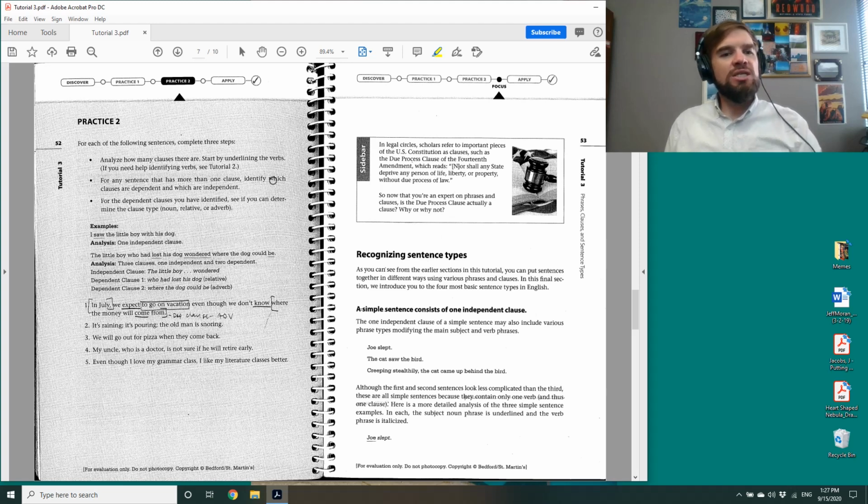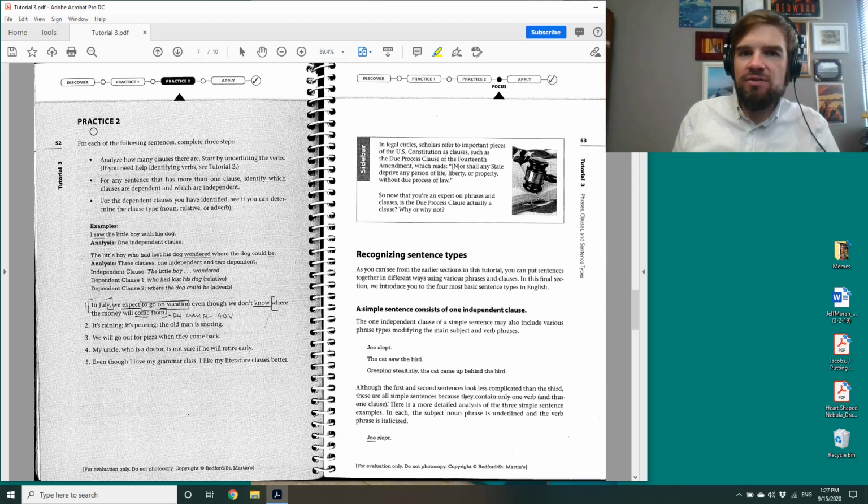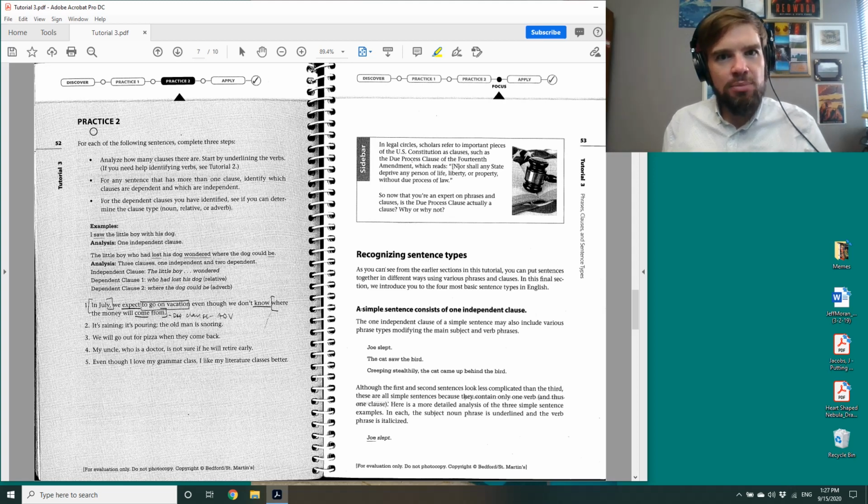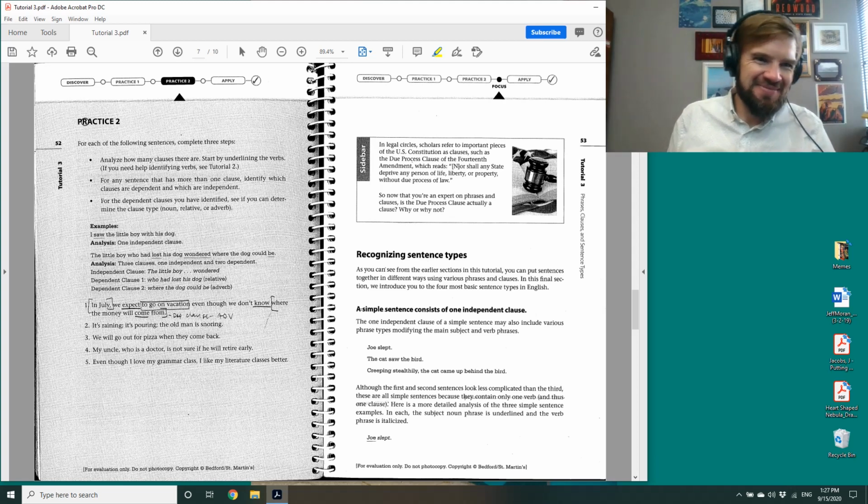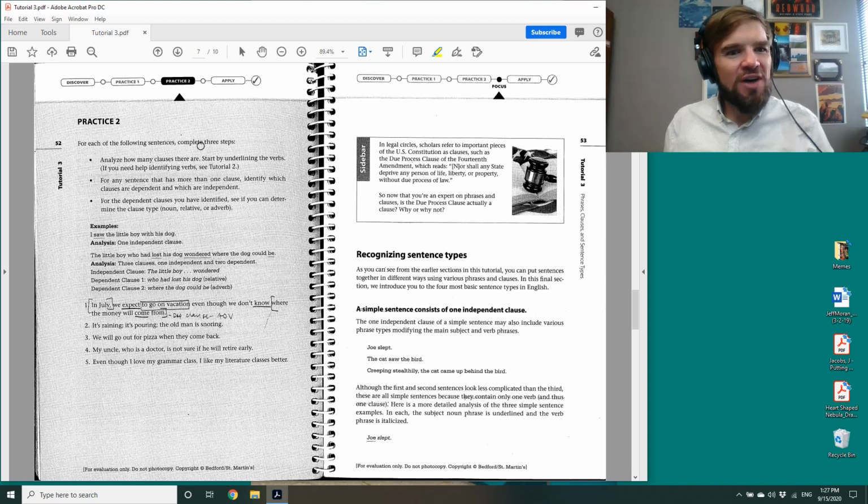Great, so we're going to continue and look at practice 2 here. Again, if anything we just covered seems strange or confusing, go back, pause, reread. Okay, practice 2. For each of the following sentences, complete the 3 steps below. 1. Analyze how many clauses there are. Start by underlining the verbs. Then, for any sentence that has more than one clause, identify which clauses are independent and which are dependent. For the dependent clauses you've identified, see if you can determine the clause type: noun, relative, or adverb.